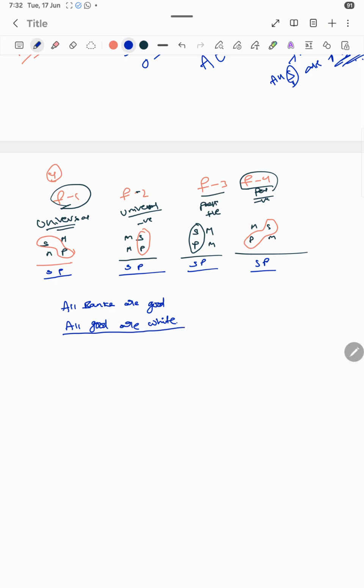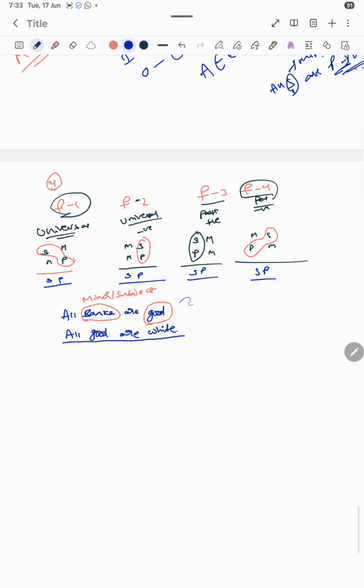Okay, now these two examples are given. Now you know how to identify subject and predicate. Subject and predicate is nothing but identifying minor. Minor is subject and major is your predicate. So minor is always the first term, major is always the second term. Okay, so this is minor and hence subject. This is major and hence predicate.